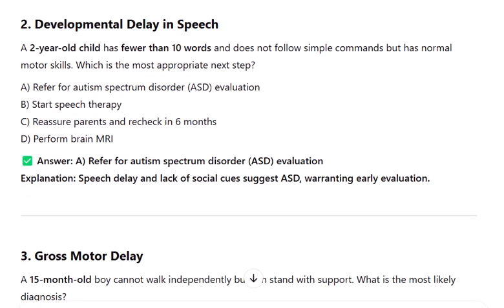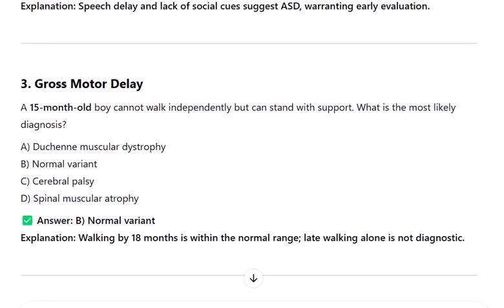3. Gross motor delay. A 15-month-old boy cannot walk independently but can stand with support. What is the most likely diagnosis? A. Duchenne muscular dystrophy. B. Normal variant. C. Cerebral palsy. D. Spinal muscular atrophy. Answer B. Normal variant. Explanation: walking by 18 months is within the normal range. Late walking alone is not diagnostic.